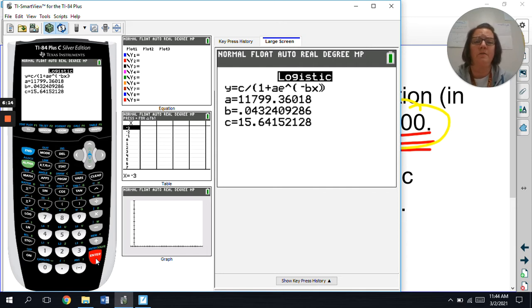So there it is. So again, you have your A value, and remember I mentioned that the calculator does give you the equation with the E. So here's your A value, your B value, and here's your limit of growth for that. So that's where you would find that in your calculator.